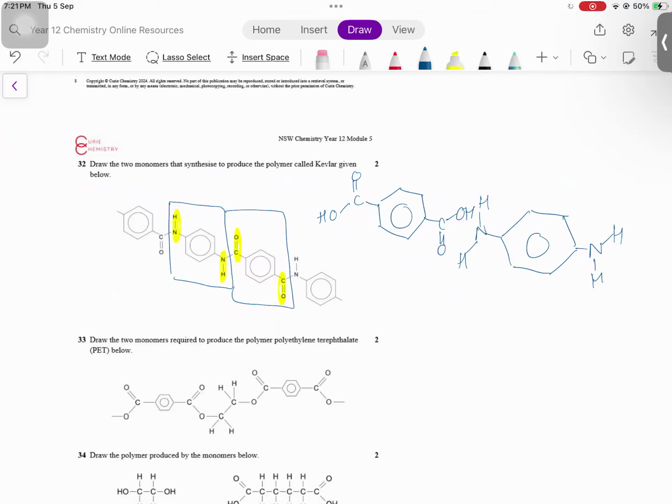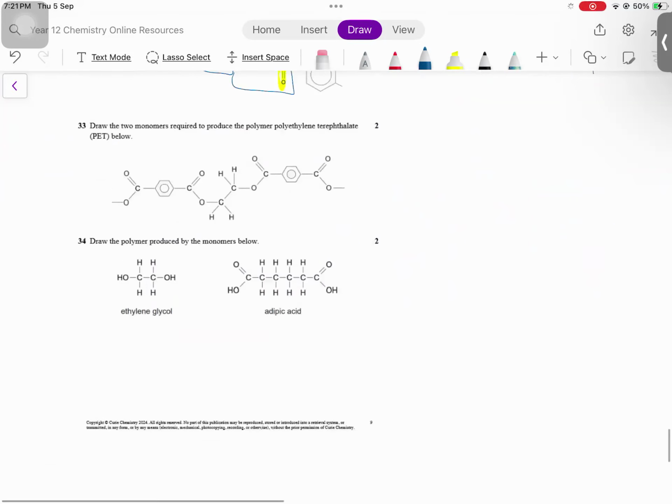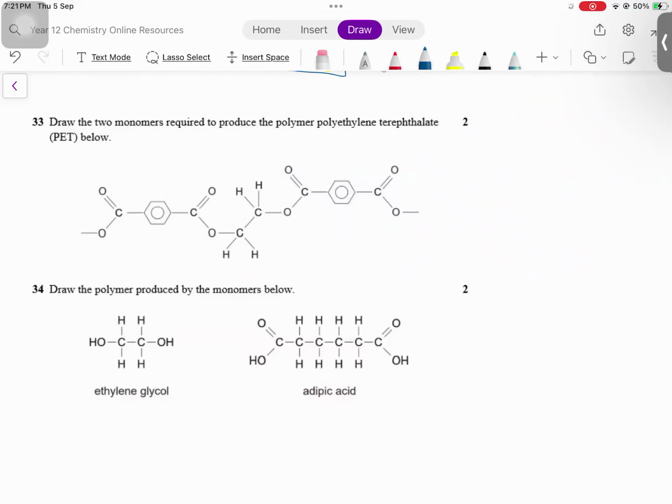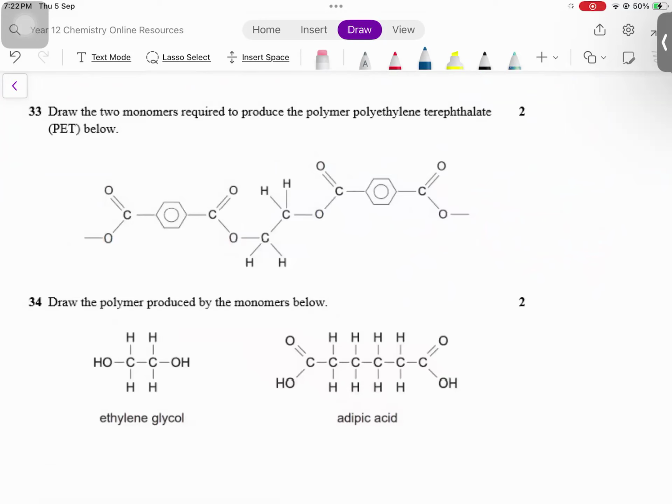Any questions? 33, draw the two monomers required to produce the polymer polyethylene terephthalate below. Once again, the fact that they've told me two monomers implies that it's condensation. So I'm going to split it at the functional group. This time it's C single bond O, not C single bond N. If it was C single bond N, I know it's a carboxyl with an amine. Because it's C single bond O, it's an ester link. It's carboxyl hydroxyl. So I split the line about here.